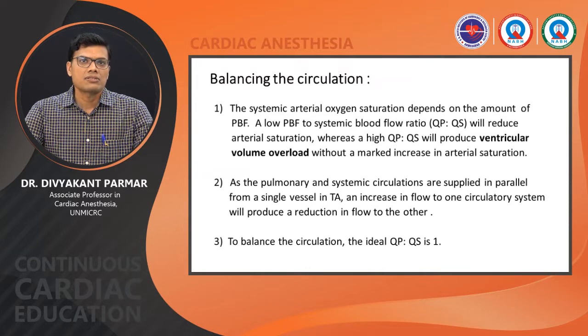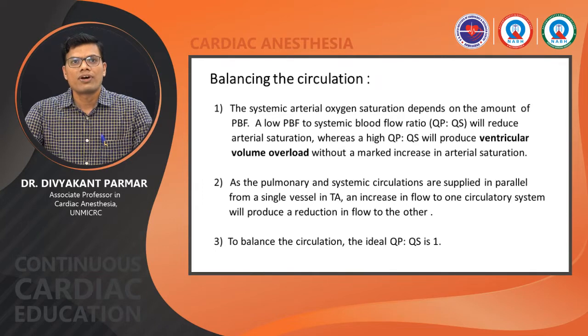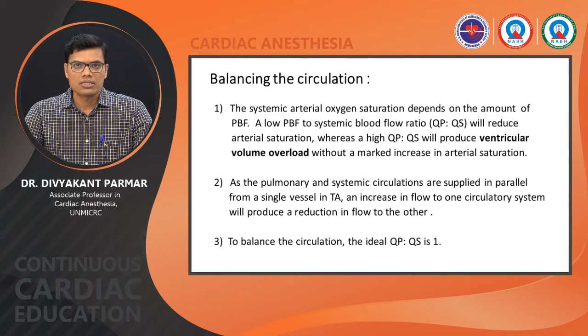For balancing the circulation, the following points should be considered. The first one is that systemic arterial oxygen saturation depends on the amount of pulmonary blood flow. So, a low pulmonary to systemic blood flow ratio will reduce arterial saturation, but a high Qp/Qs will produce ventricular volume overload without a marked increase in arterial saturation. As the pulmonary and systemic circulations are supplied in parallel from a single vessel in truncus arteriosus, an increase in flow to one circulatory system will produce a reduction in flow to the other system. So, to balance the circulation, the ideal Qp/Qs is maintained, that is 1.